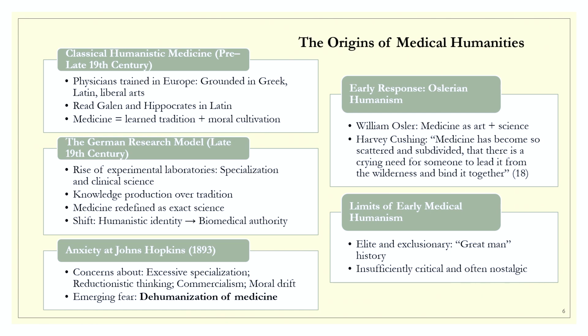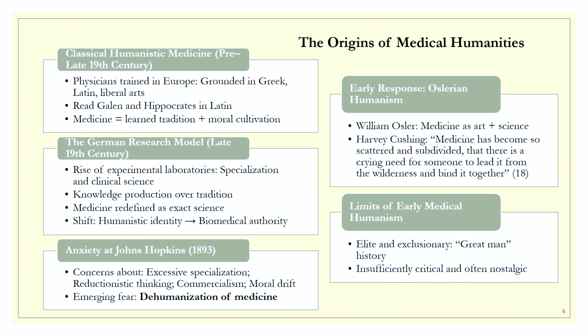But this model began to shift. Now, what happened? Over the centuries, the humanities themselves became increasingly specialized and oriented towards pure scholarship. In the second half of the 19th century, German research universities accelerated this shift. The ethos of scientific dynamism replaced the preservation of tradition. Knowledge production began to outweigh moral cultivation. American physicians trained in German laboratories brought back a new model. This model was called medicine as experimental science.